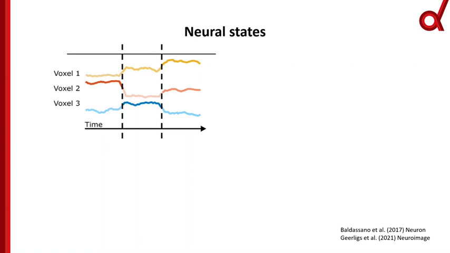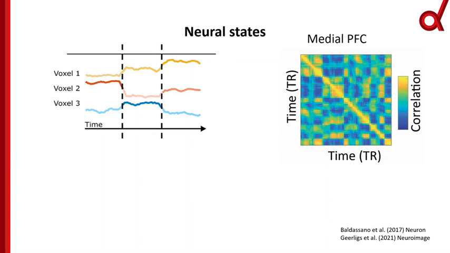But now let's look at some real data and what these neural states might really look like. Here we see data from the medial prefrontal cortex. What you can see is a time-by-time correlation matrix. We took the voxel patterns at each time point in medial prefrontal cortex and correlated them with all other time points. I hope you can see my pointer: the voxel activity pattern here is pretty stable for a while. If we look at the correlation with the first time point, it's pretty stable, and then suddenly there's this transition, right?